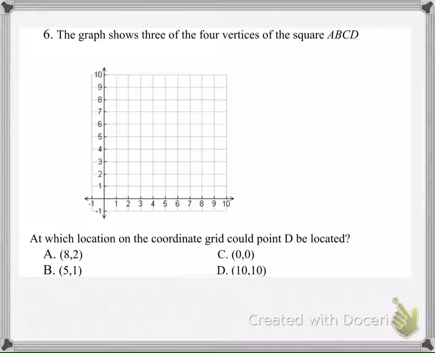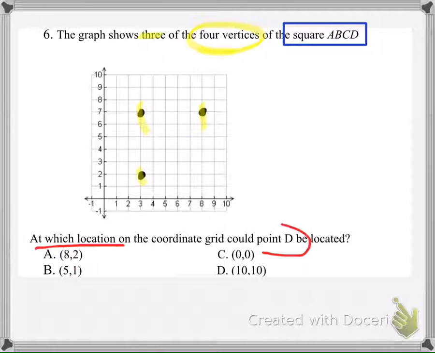So there you go. And number 6 says the graph shows 3 of the 4 vertices in square ABCD. I put those points in there before I made the copies for you, so this is what you should have on your paper. And pay attention to this right here. We have 3 points, but we need 4 vertices, which means we need 4 corners because we're talking about a square ABCD. So if you're going to make a square, we have to figure out which one of these answer choices on the coordinate grid could point D be located.